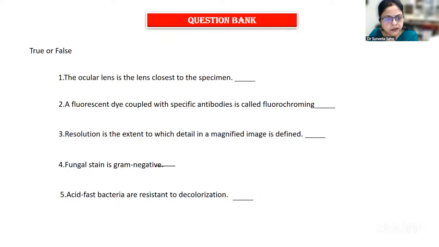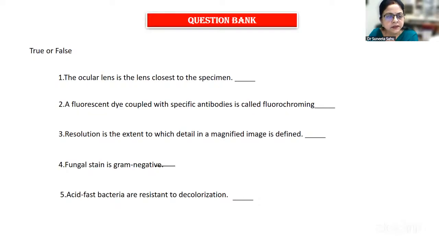I will repeat the questions. The ocular lens is the lens closest to the specimen. A fluorescent dye coupled with specific antibodies is called fluorochromic. Third is: resolution is the extent to which detail in a magnified image is defined. Fourth is: fungal stain is a gram negative stain. Fifth is: acid-fast bacteria are resistant to decolorization.